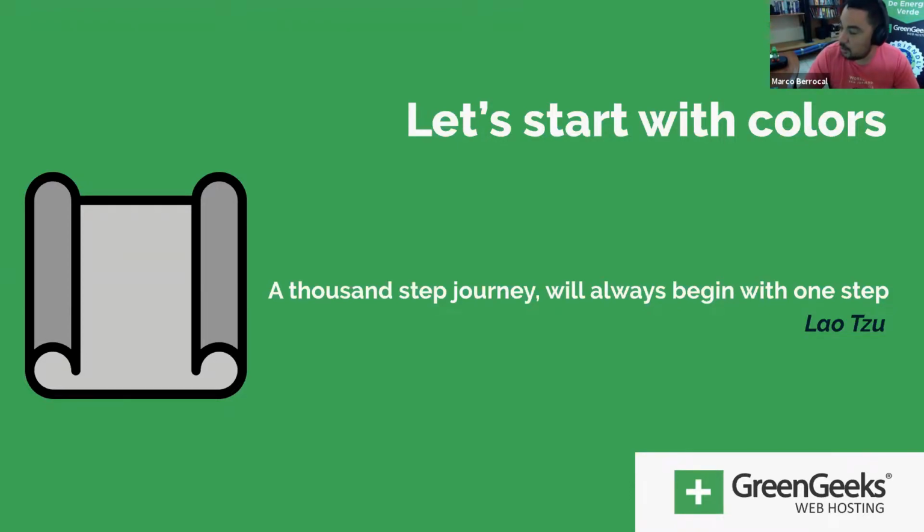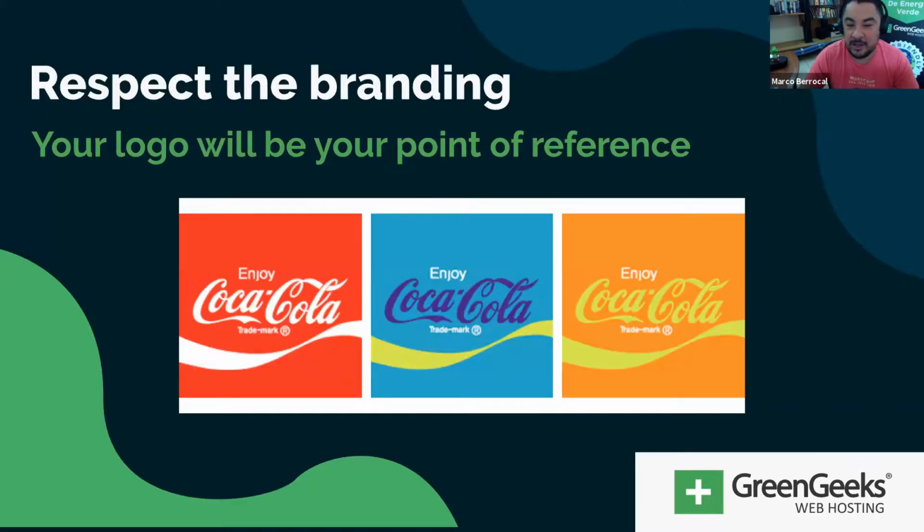Okay, so my first tip will always be: respect the branding. Your logo will be your point of reference. I put Coca-Cola here because, as you can infer from this image, you will know which one is the correct image, right? The correct one is obviously the one on the left. If you work for Coca-Cola and you make a change and use either the one at the center or the one at the right, chances are you're going to be out of a job as a designer the following day. But my point here is that your logo has colors of its own, so it's a good starting point to base your colors off the logo.